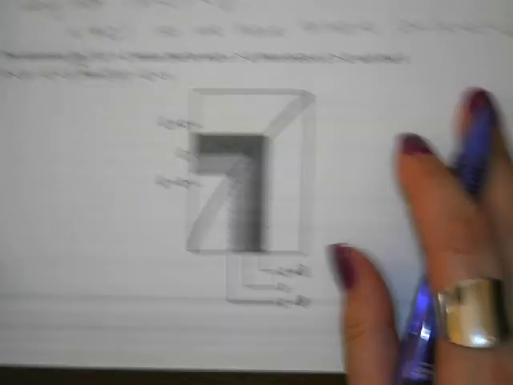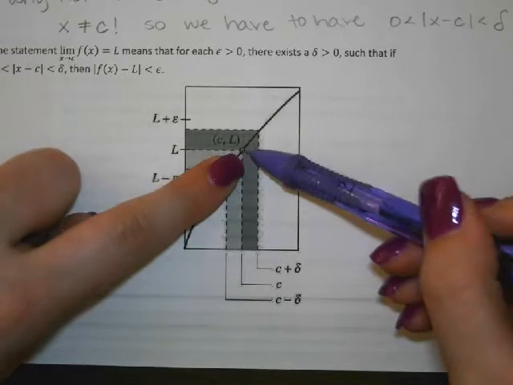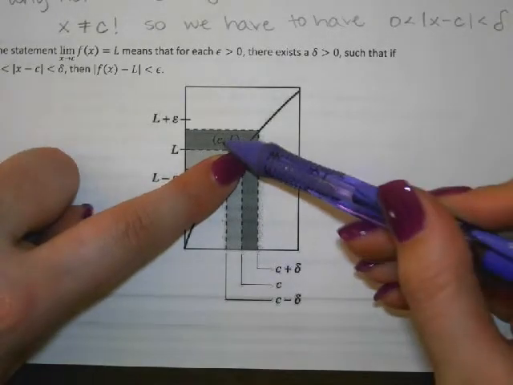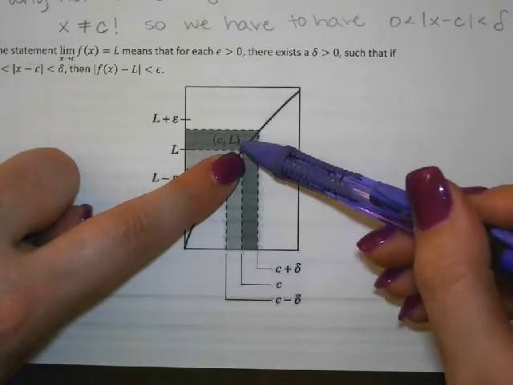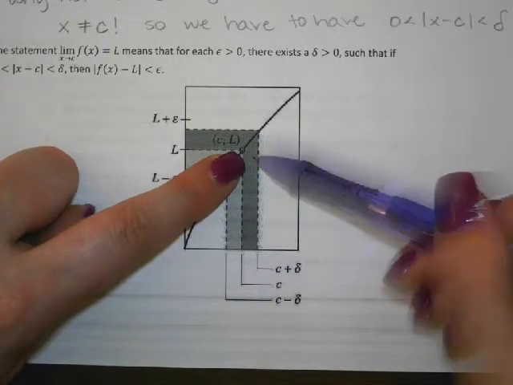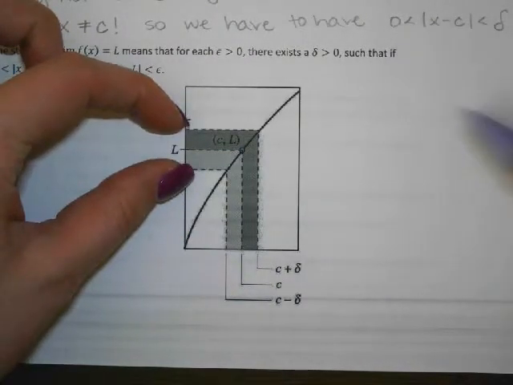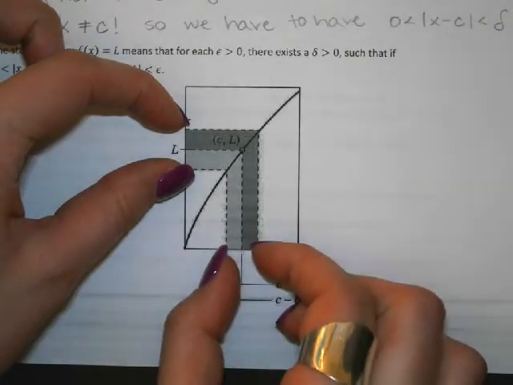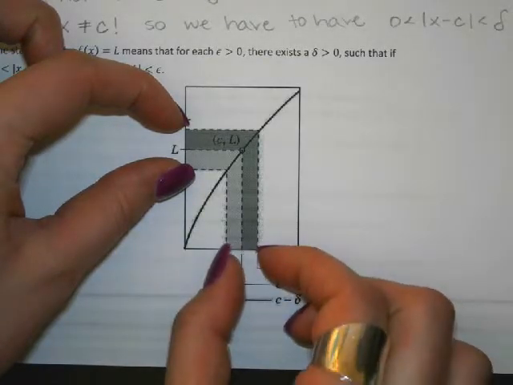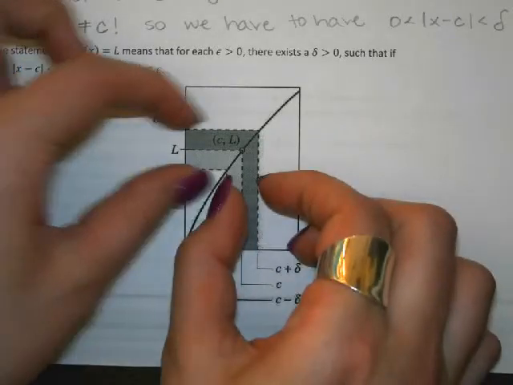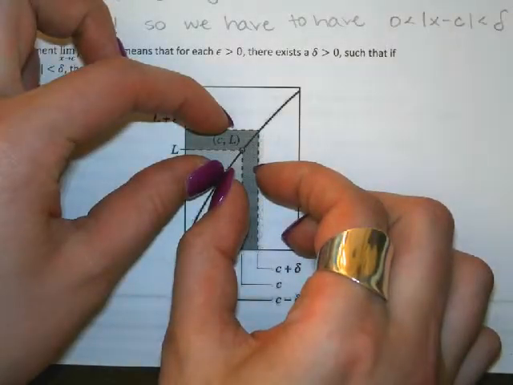So here's the picture that they're talking about. This would be the exact point, an x value of c and a y value of L, right? So they're saying if you can find an x value that is between delta to the left and delta to the right, then there are corresponding y values that are right in between there. Okay? That's kind of what they're saying.